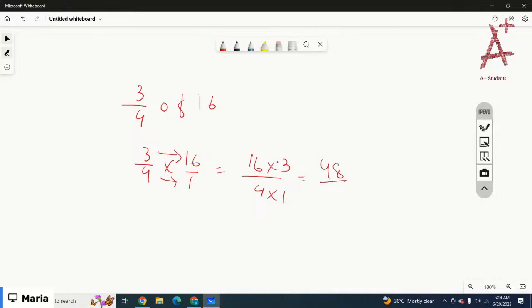16 times 3 is 48, and 48 divided by 4 gives 12. That means out of the 16 cows, 12 of them are brown. Got it? So it would be 12. 12 of the cows are brown. The correct option is 12.